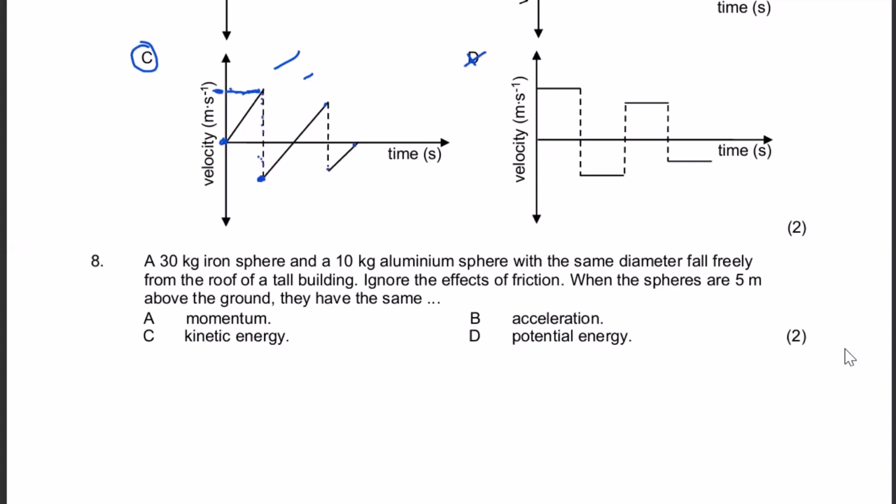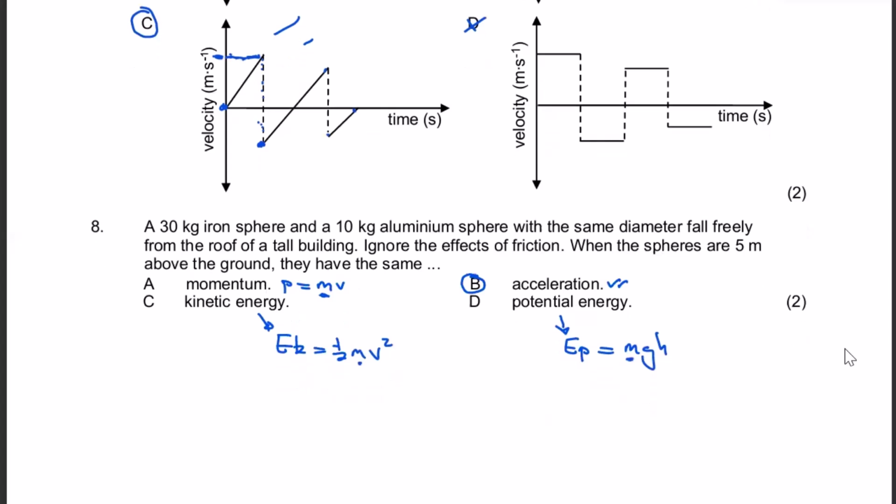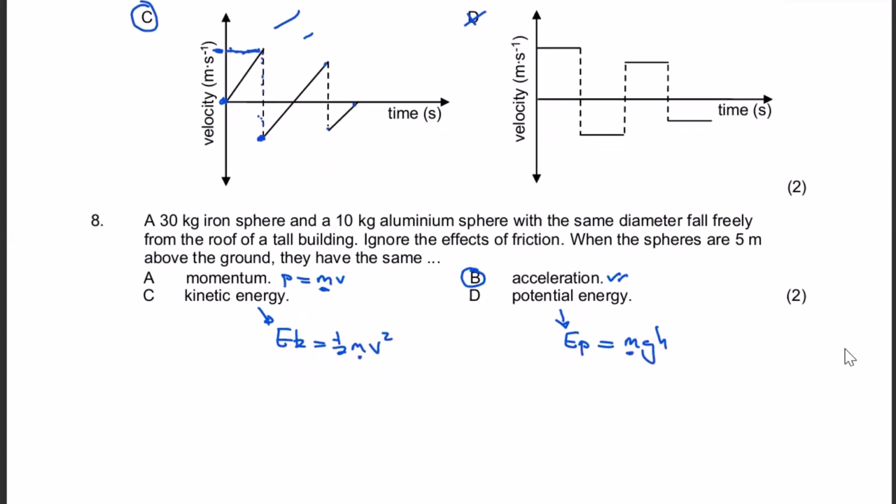So according to this, we have momentum. Remember, P is equivalent to mv. Already we have different masses, so we're going to have different momentums. Then acceleration due to gravity remains constant, it will stay the same. Then we also have kinetic energy, EK equals half mv squared, and again the masses are different. Again, EP is equivalent to mgh, and again the masses are different. So for question 8, our answer is B, because in free fall, all objects have the same acceleration.